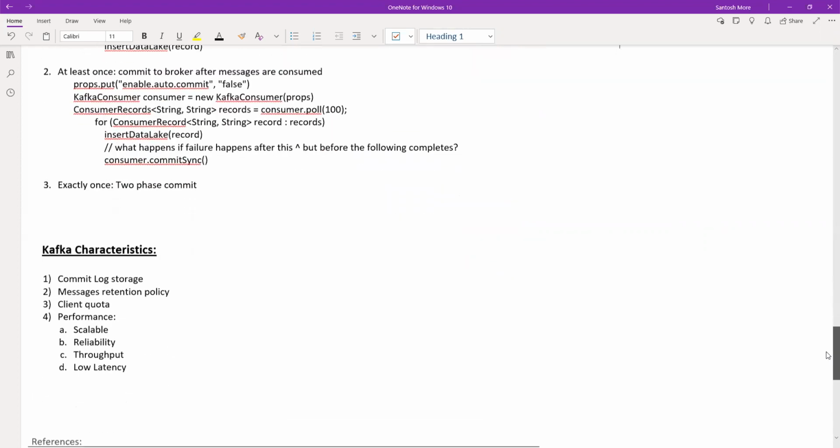So this was one. And now the last part, they discuss the characteristics of Kafka. So what are the characteristics of Kafka? Basically, one is about storing messages. Whenever a producer publishes a message to a Kafka broker, it gets stored in one of the partitions, usually the leader, and that is what the commit log talks about.